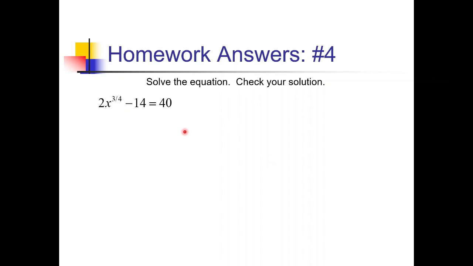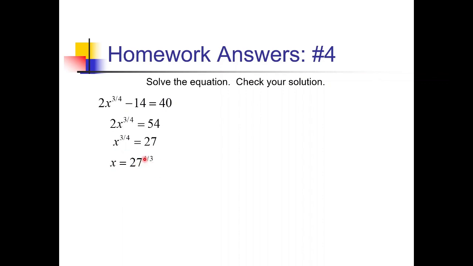On this one, we are trying to solve this equation that has this x to the 3/4. Let's begin by trying to get this x to the 3/4 all by itself. So to do that, I can add 14 to the other side. That's 54. And then divide by 2. So we've got a 27 over there. And now to get rid of the 3/4 power, I'm going to use the reciprocal power, which is 4/3. So I'll raise both sides to the 4/3 power. That gives me x to the first on the left side and 27 to the 4/3 on the right.